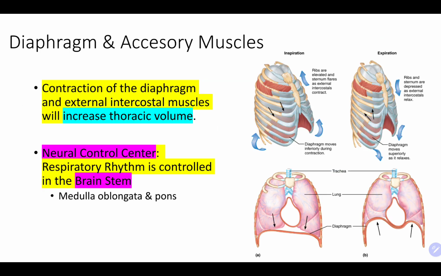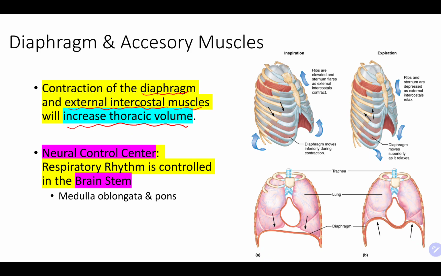Now, the diaphragm and the other accessory muscles are going to help with inspiration and expiration, right? When we want to breathe in, we contract our diaphragm and our external intercostal muscles. Your diaphragm will go down, and your intercostals will expand your chest. Both of these lead to an increase in thoracic volume. Thus, if you increase volume, you decrease pressure, and so air will move down its pressure gradient into your lungs.